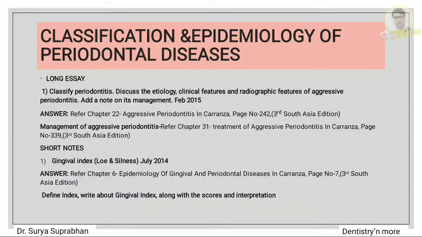Coming to short notes, the gingival index is a most commonly asked question. For this you have to refer chapter 6, epidemiology of gingival and periodontal disease. First mention what is an index and then write about the gingival index. Also write about the scores and the interpretation for the gingival index.